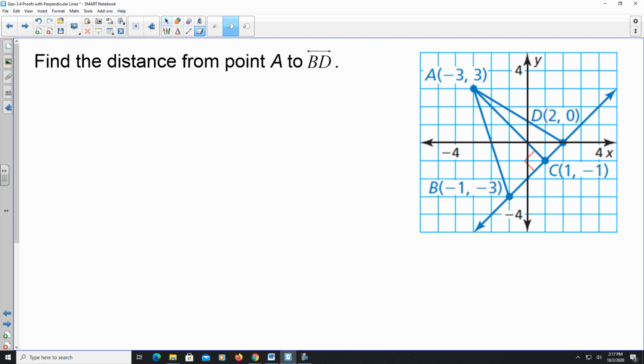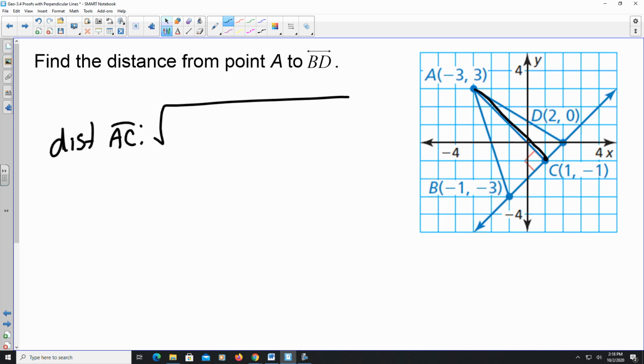Yes, I agree that this distance A to B is a value, and this distance from A to D is also a value, but they're going to be different. What we need to find is the shortest distance between this point and this line, and it just so happens to be right here, and it actually goes through the line segment AC in this particular instance. So we need to find the distance of line segment AC to find the distance from point A to line BD. We must use the distance formula since we're using coordinates, and if you recall, it's going to be the square root of x2 minus x1 quantity squared plus y2 minus y1 quantity squared.